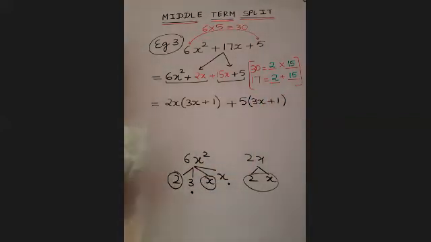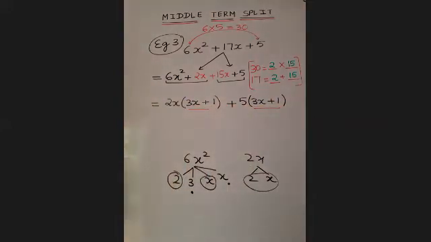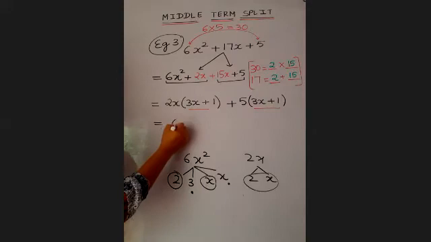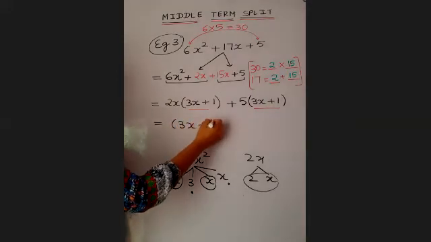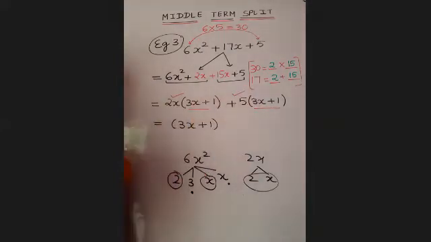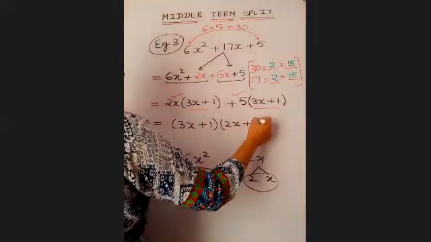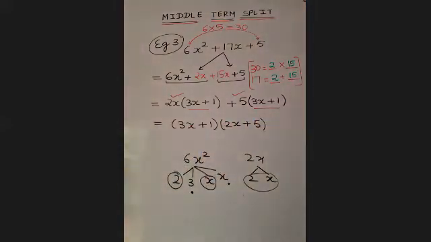And as I'm telling you, these two brackets must always be the same. So what do you get? 3x plus 1 and 2x plus 5. So the factors are 3x plus 1 and 2x plus 5. Okay? Yes, ma'am.